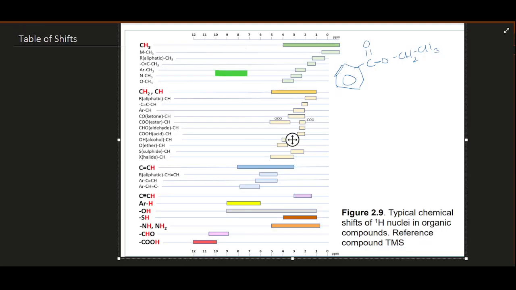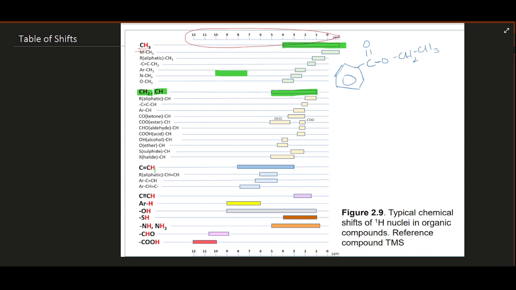And this is a table of shifts for the proton NMR, and we get values from 0 to 12 in the proton NMR spectrum. The proton which is present in the CH3 group will give us a peak from 0 to 4, and the one which is present in the CH2 group or in the CH group will give us a value from 2 to 5. So every proton which is present in a different chemical environment will give a different value.